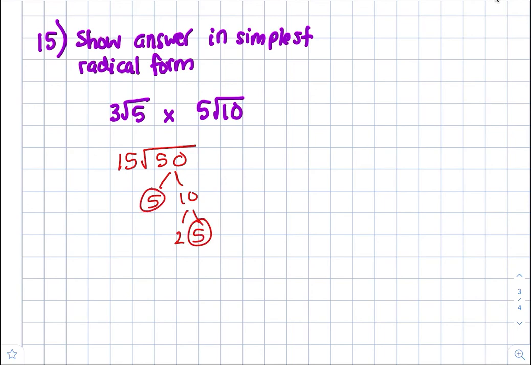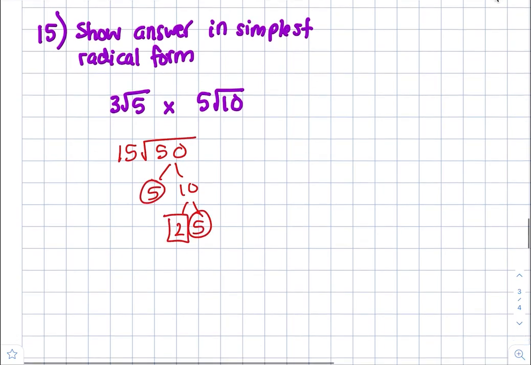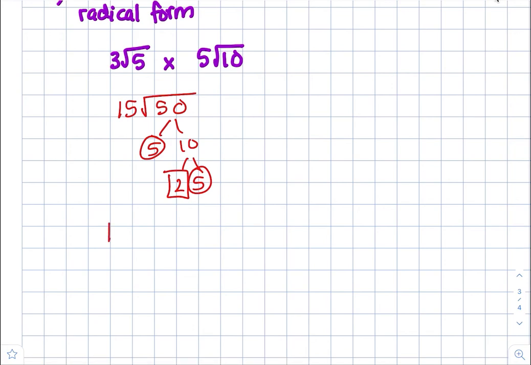We found a pair of 5s and a leftover of 2. So remember to bring the 15 down because that's already on the outside of the square root. We found one pair of 5s, so I'm going to put a 5 square root of the leftover, which is 2. 5 times 15 is 75 square root of 2. And that should have been your answer.